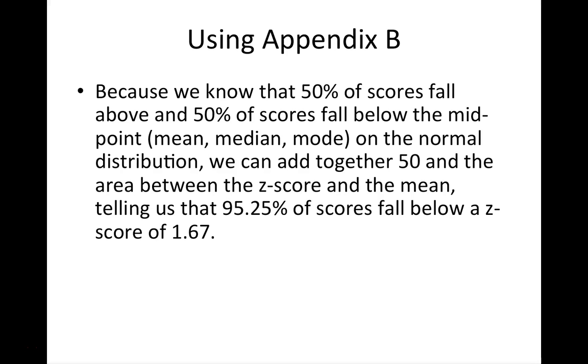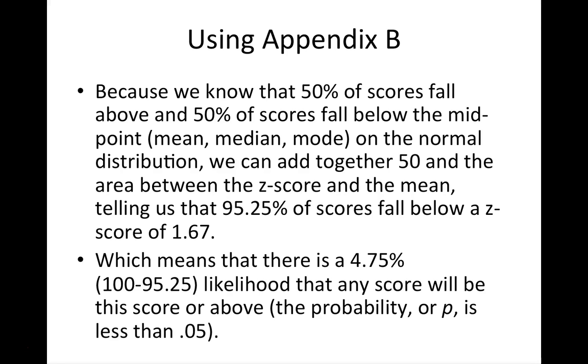And because we know, again, based on this normal distribution, that 50% of scores fall above and 50% of scores fall below the midpoint, this mean point, on the normal distribution, we can add together 50 and the area between the z-score and the mean, which tells us that 95.25% of scores fall below a z-score of 1.67. And so what this tells us is that there is a 4.75% likelihood that any score will be this score or above. So the probability of getting this score is less than 0.05.